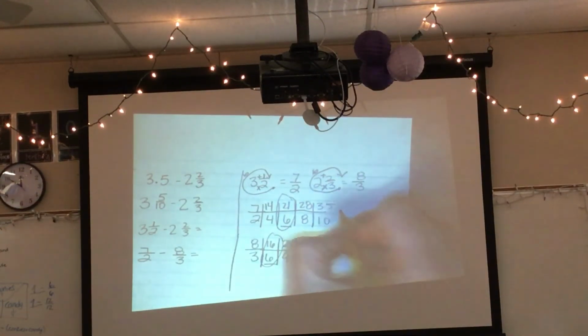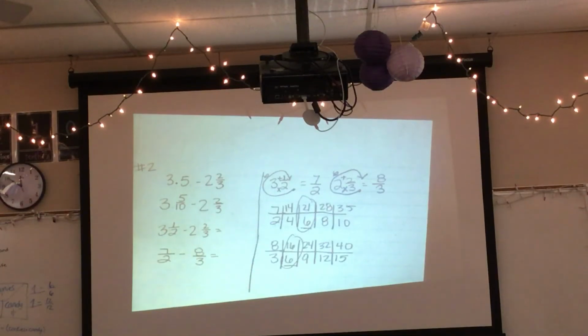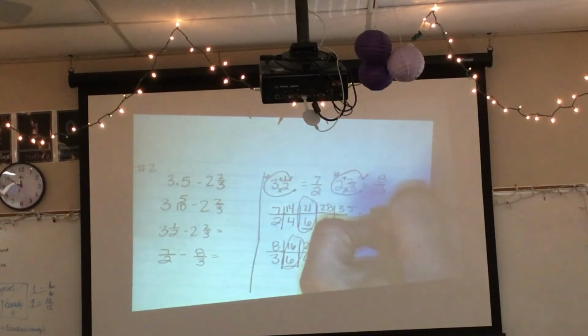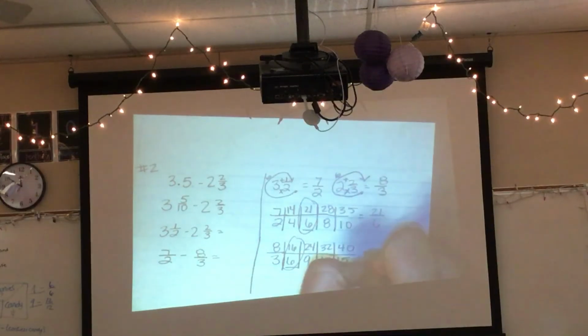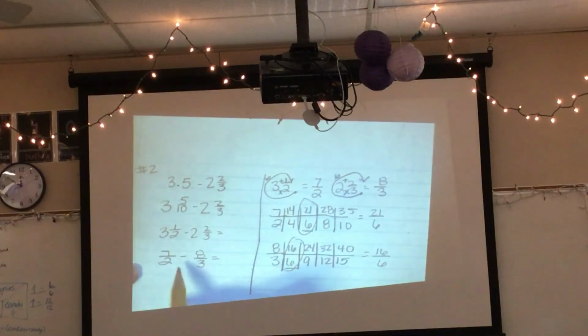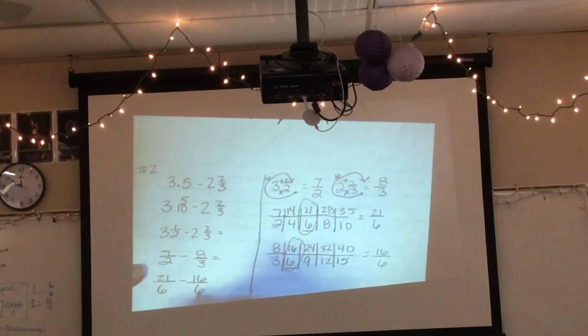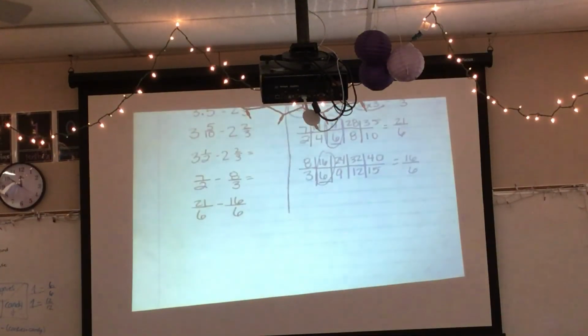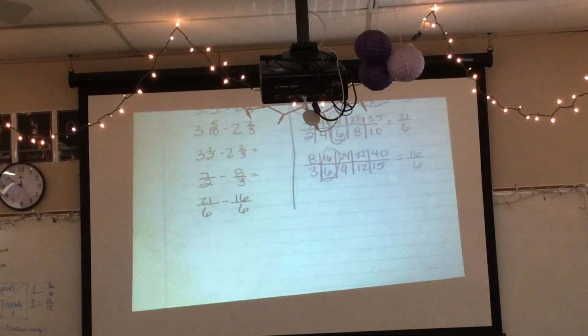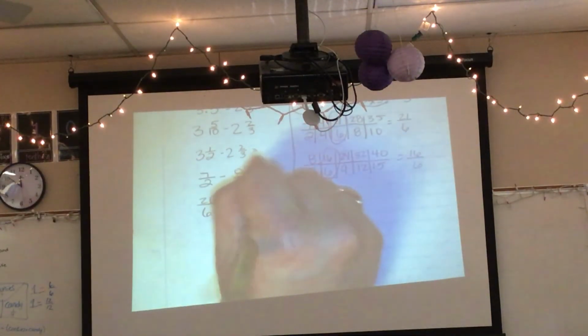If I had 2 that were on the bottom, what would we do? Use the lowest one. Yes. Okay, so this is equivalent to 21/6. This is equivalent to 16/6. Replacing 7/2 with 21/6 and 8/3 with 16/6. Then you have to turn it to a mixed number? Not yet. I have to actually do the subtracting. And if I have an improper fraction then I'll turn it into a mixed number.